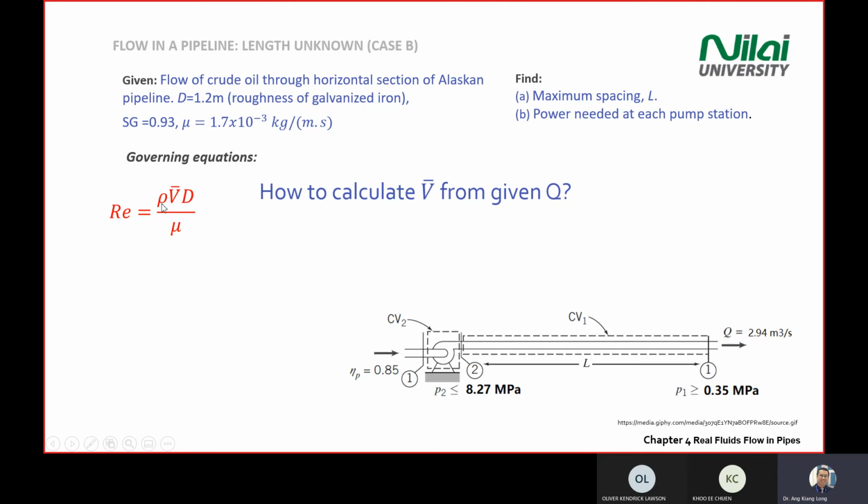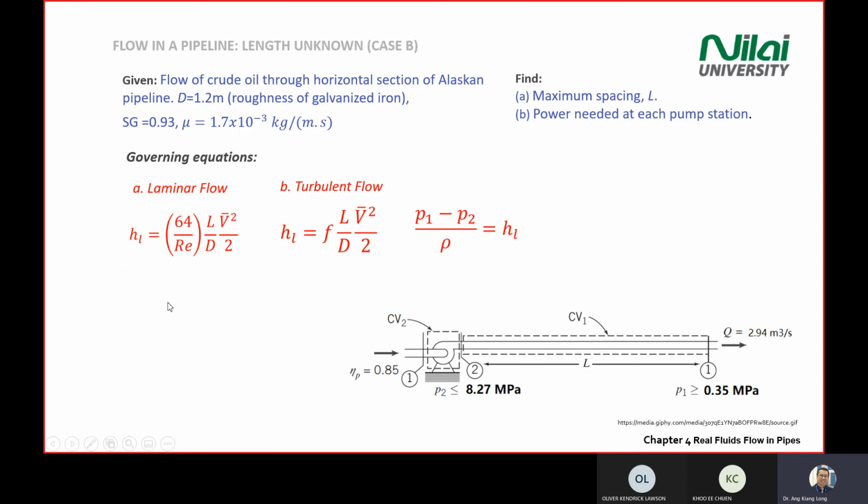So the Reynolds number, rho Vd divided by mu, we don't have the average velocity. But we have the Q in the question. So Q equal to VA. You rearrange the equation, you're able to find the average velocity. The D you have, D is this pipe. So substitute this answer inside there, you're able to find the Reynolds number. Compare this Reynolds number with 2300: less than 2300, laminar flow; more than 2300, turbulent flow.